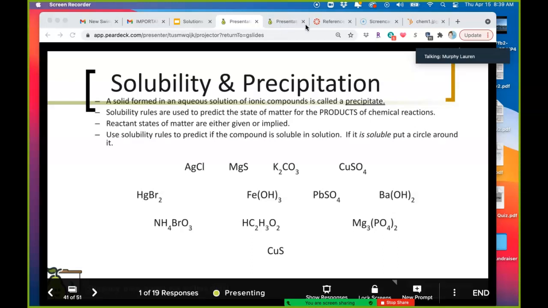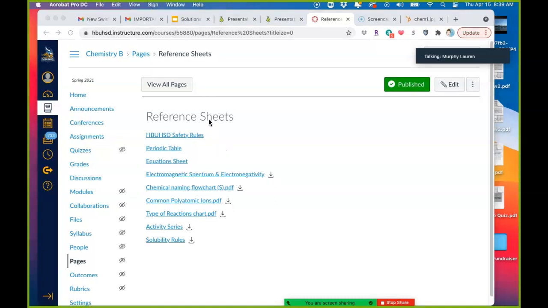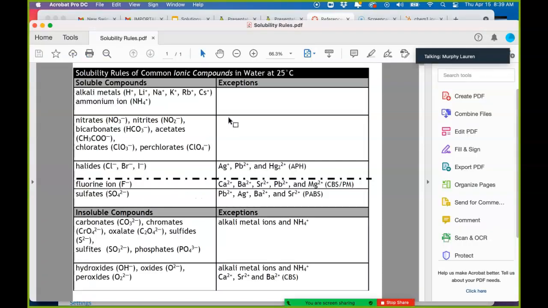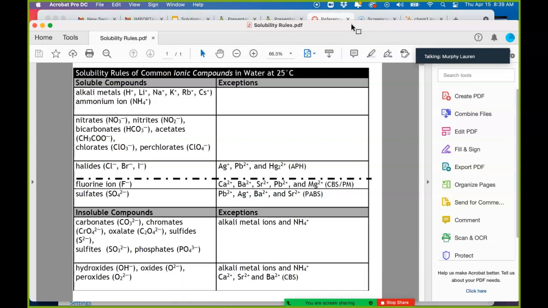All right, so the solubility rules that I asked you to pull up, I'll pull them up right here. If something is soluble in a solution, its state of matter is aqueous. And the reason it's aqueous is because we're going to consider our solvent for all of these problems to be water, just because it's the most readily available.